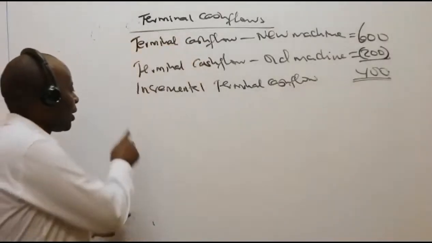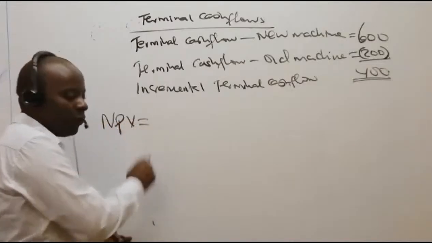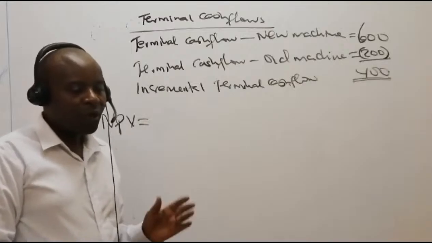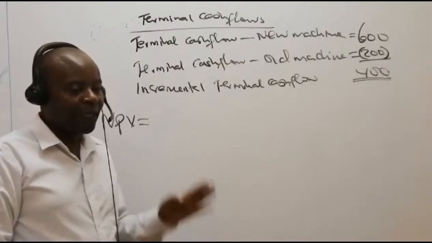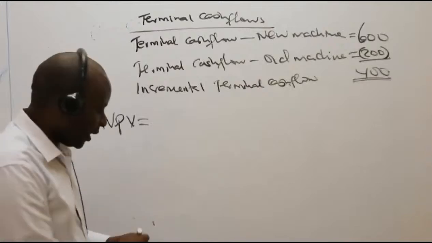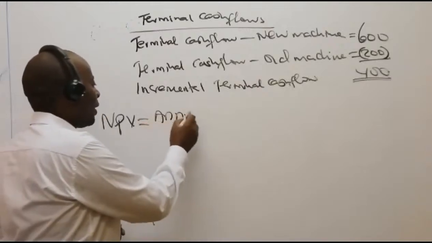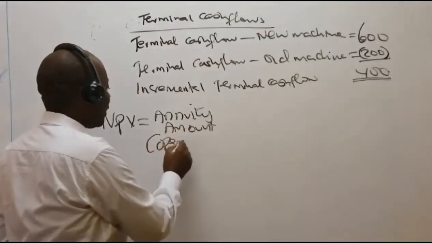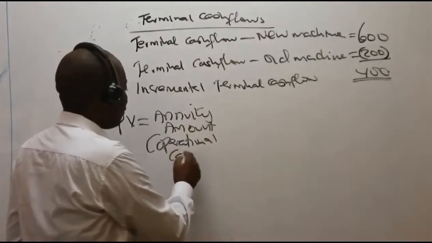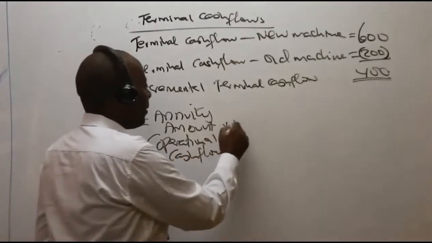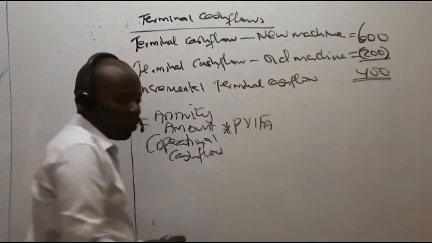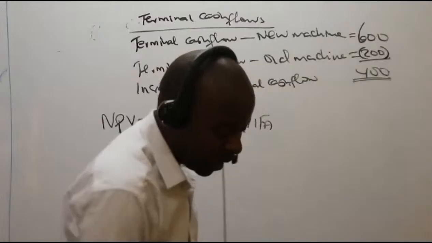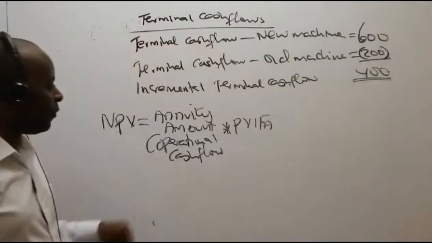So the last question, they want us to give them net present value. What do you think we shall do to get the net present value? Very easy. I'll take the annuity amount, which is the operational cash flows, multiplied by PVFA, because these will need discounting. So you multiply this with the PVFA.